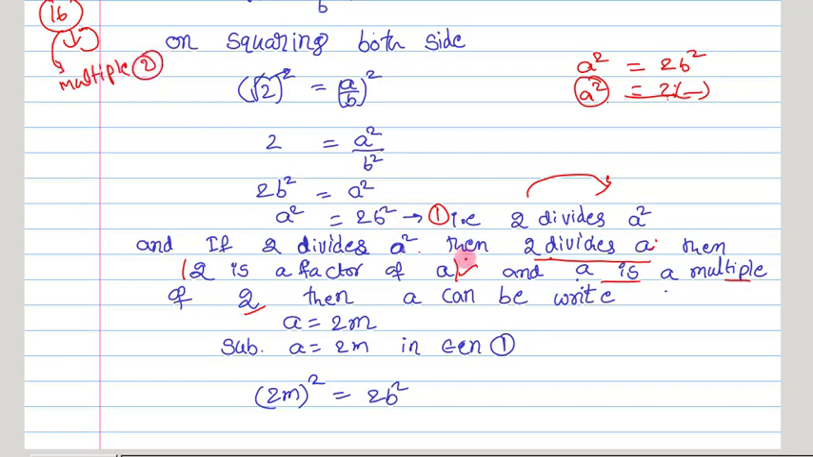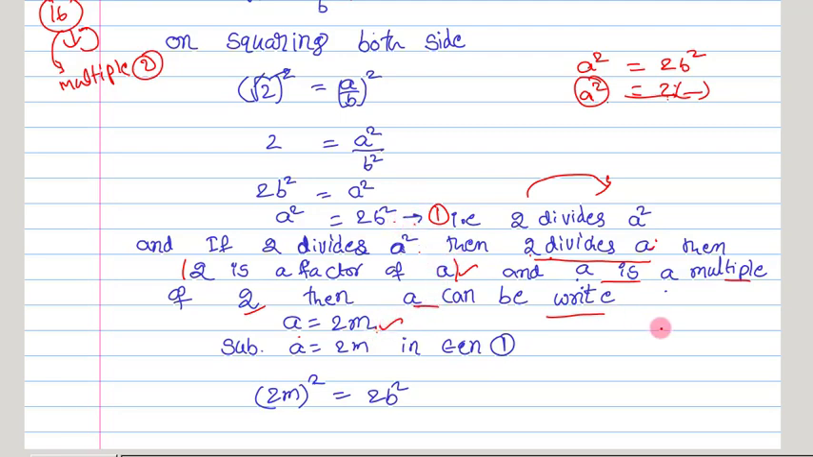In the same manner, if 2 divides a, then 2 is a factor of a, and a is a multiple of 2. If a is a multiple of 2, then a can be written as 2m, because a is a multiple of 2. So I am supposing that a is equal to 2m, and this value of a equal to 2m, I am going to substitute in our equation 1.